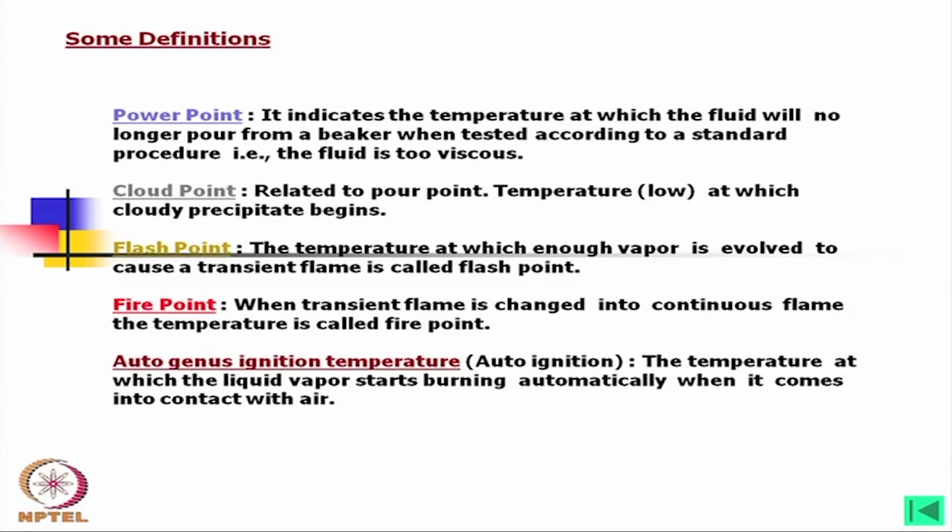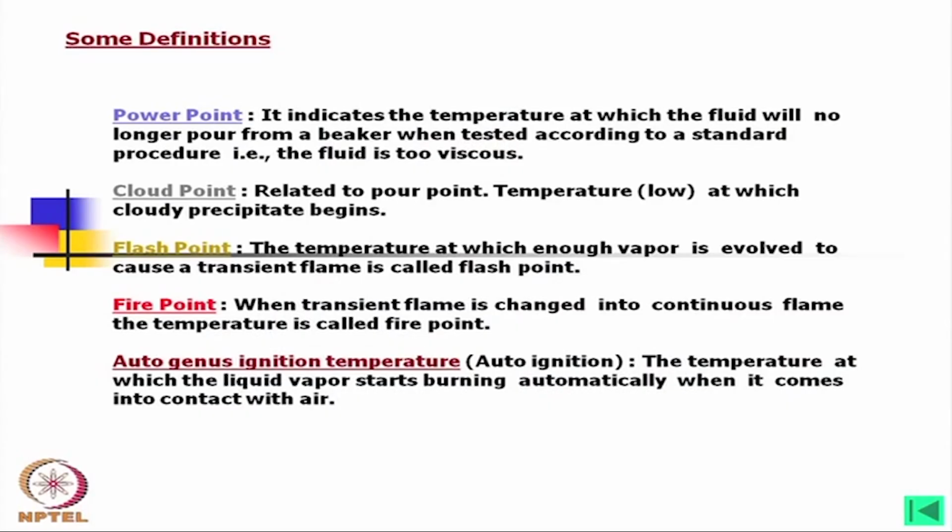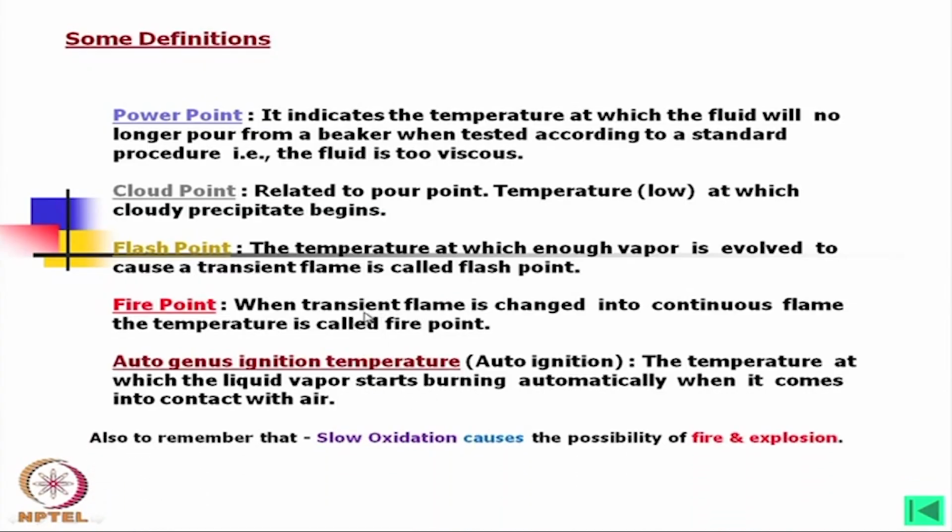And in winter you may find that oil temperature may be as high as 65 degrees centigrade, whereas your ambient temperature is maybe within 20 to 25 degrees centigrade. So, we have to maintain this temperature for the safety of the machines as well as for performance, because if the temperature changes, the viscosity will also change, and where we need very accurate control, that will affect the operation. Also remember that slow oxidation causes the possibility of fire and explosion. So, while selecting an oil for the environment where we are using the machines, we have to consider all such things.